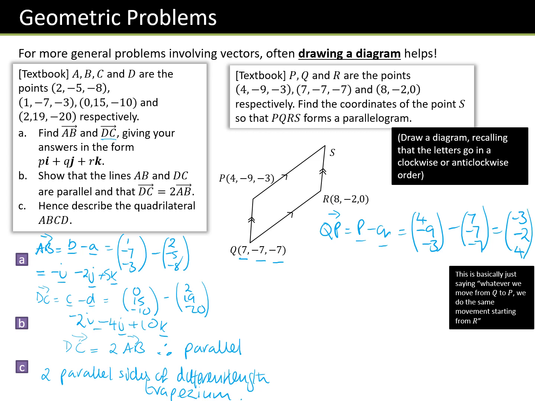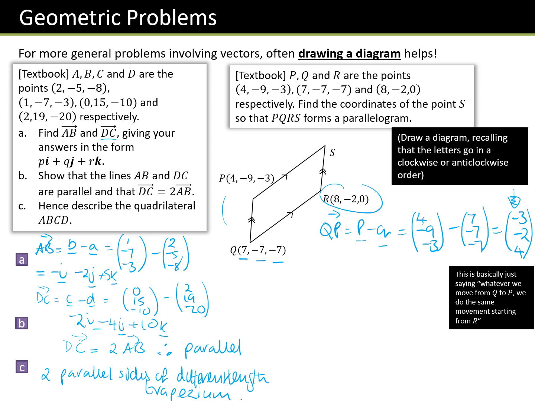So if we can get ourselves to R, the vector to get us from O to R will be just the (8, -2, 0). And then once we've got to R, if we just add on this journey, that will get us to S, because we're told that it's a parallelogram, so the journey from Q to P must be the same as the journey R to S. Remember, you have to label your sides either going anti-clockwise or clockwise around the shape, and we can see we've gone anti-clockwise.